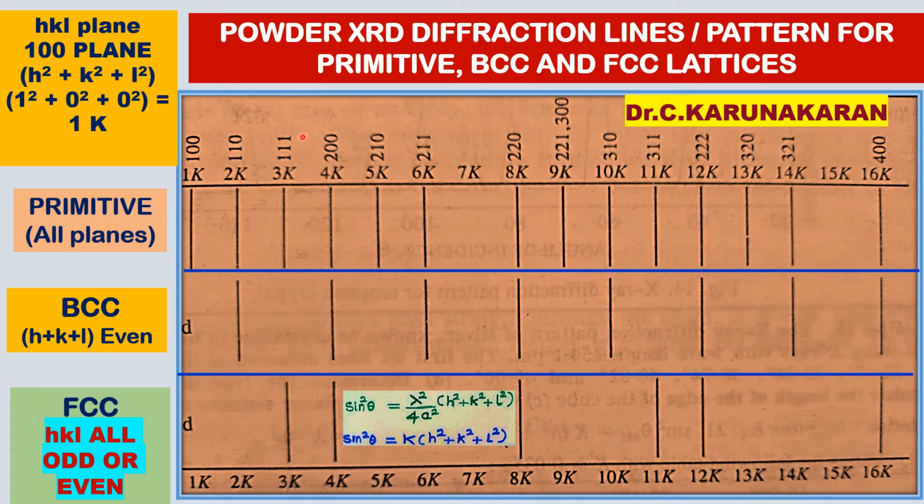For example, let us see here 3k, 111, all are odd. Here you see 4k, this is 110. Remember, 0 is even: odd, odd, even. Here, even, 0 is even, therefore it is allowed. Here even, odd, mixed, it is not allowed, it is not permitted. Okay.